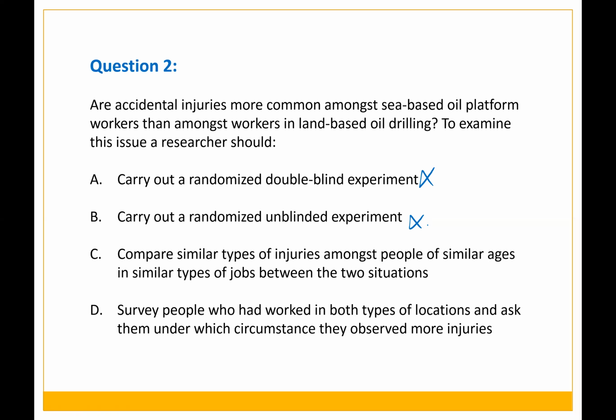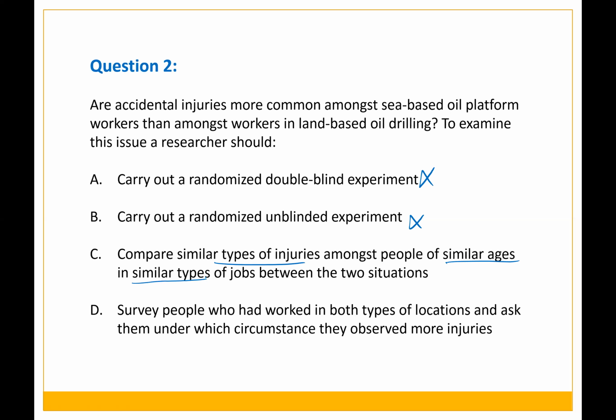injuries. Okay, now the problem between C and D is that in C, they have similar types of injuries, similar ages, similar types of jobs, and compare them. So even though it's not an experiment, it's an observational study, it allows us to have more control on the variable. When you pick people of similar ages, doing similar types of jobs, and having similar types of injuries, and just compare maybe their level of seriousness or how long it takes to heal and all of that, then it actually sounds more right to me.